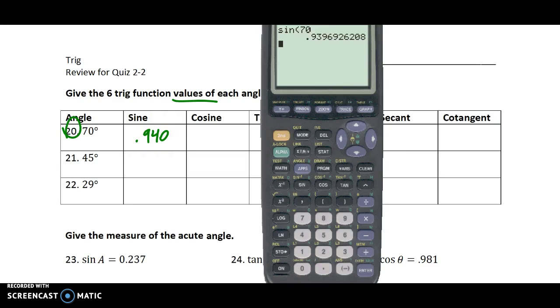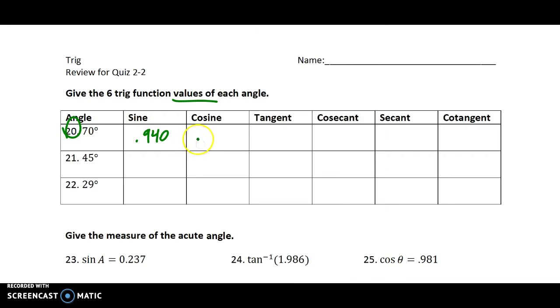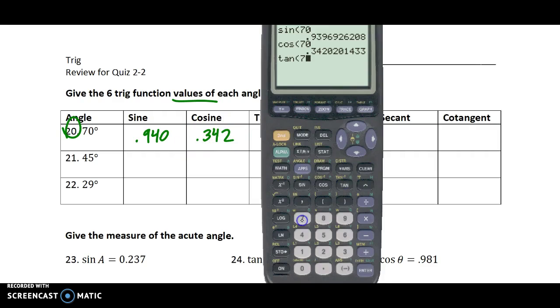Cosine of 70 ends up being 0.342. Tangent of 70, make sure you actually type 70, is 2.747.